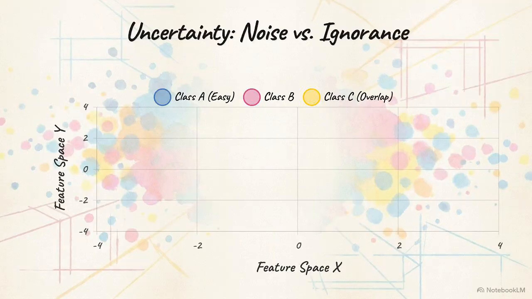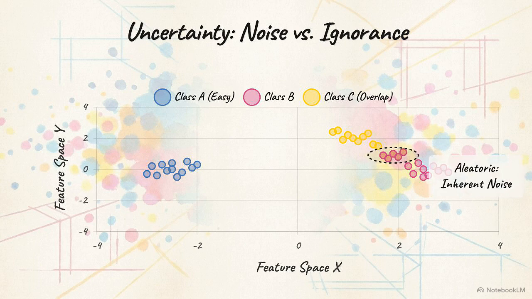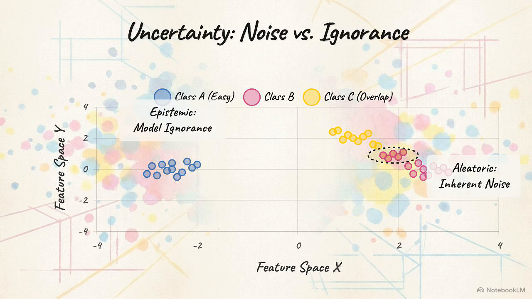To manage this, we categorize uncertainty into two types. First is aleatoric uncertainty, which is the irreducible noise inherent in the world. We can see this in a synthetic dataset of 3 classes. In this hard region, points from different classes densely overlap on the exact same coordinates. No amount of data can resolve this. The outcome is genuinely random.